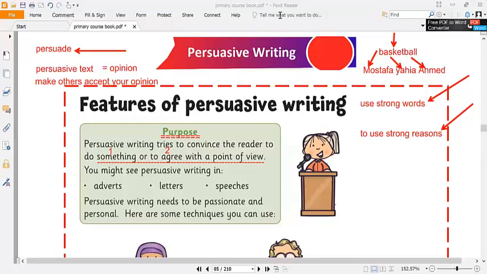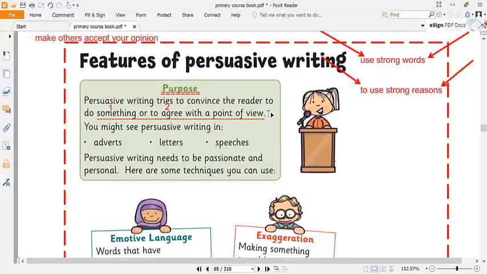You need to convince them. How to convince them? By using adverbs, letters, speeches, and some kind of wow words that are interesting, like spectacular, magnificent, wow words that can let them be impressed. Yes, this is what I mean by strong words. So here is rule number one. And number two, you need to use strong reasons. Yes, that's it. These are the two main points I explained from my point of view.